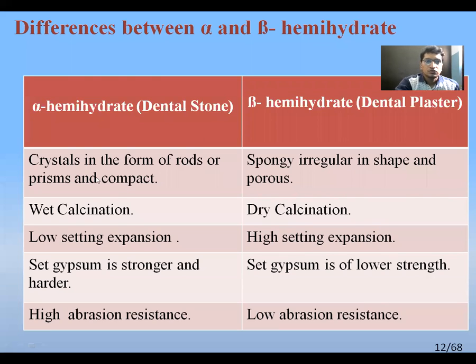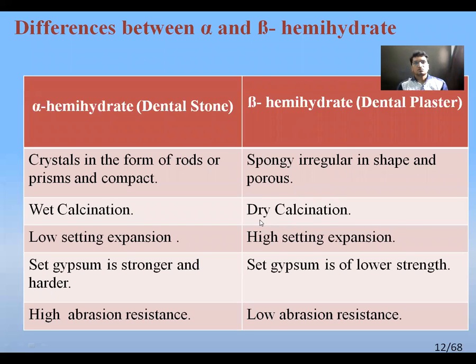The crystals in alpha hemihydrate are rods and prisms, and they are compact in shape. Similarly, for plaster they are spongy, irregular in shape, and porous in nature. The process by which dental stone is obtained is known as wet calcination, and the process by which dental plaster is obtained is known as dry calcination. Alpha has a low setting expansion, whereas more water is required for mixing of beta hemihydrate.